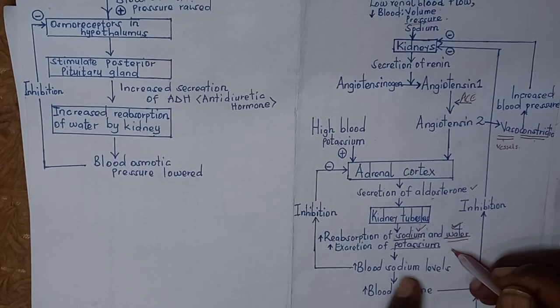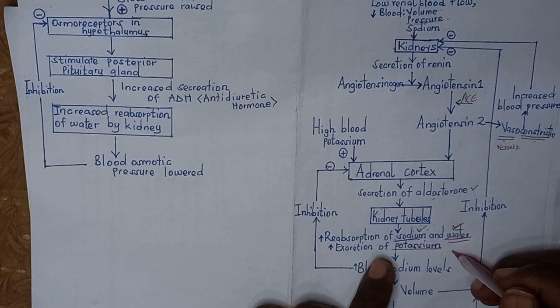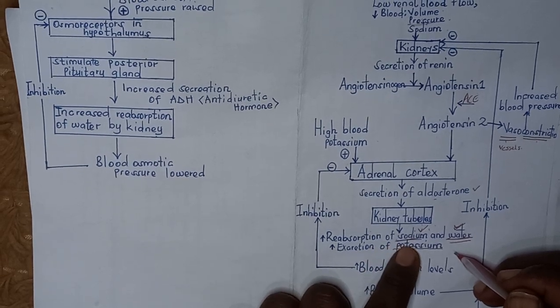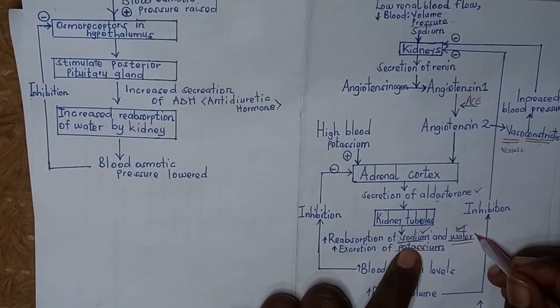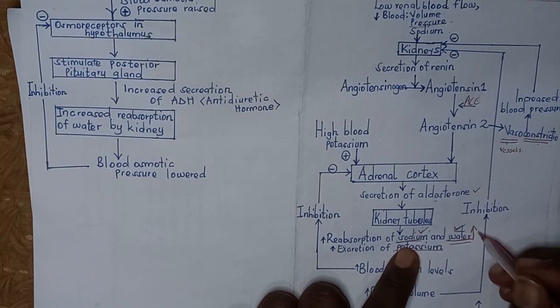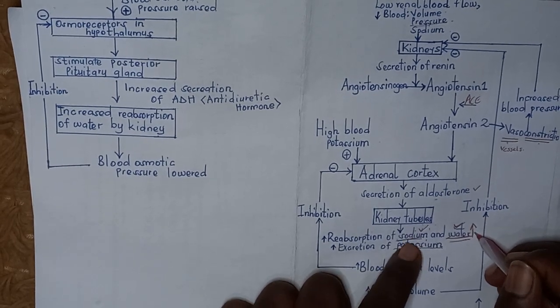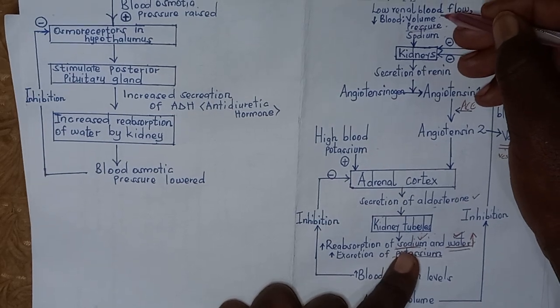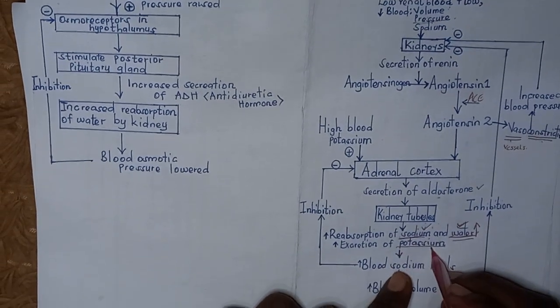I hope you understand it. There's volume of water getting into the blood. So when there's a reabsorption of sodium and water, it means that there's an increase in volume. So that one is a negative feedback for this one, the increase in volume. And there's excretion of potassium.